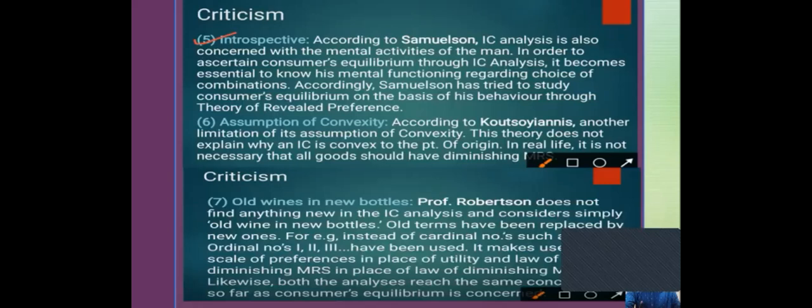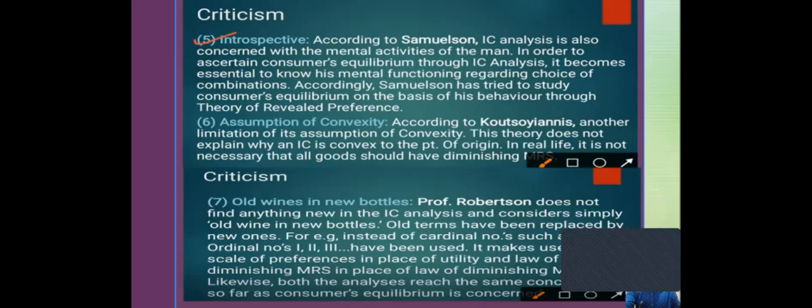And the indifference curve analysis limitation or criticism is that it is introspective. According to Samuelson, indifference curve analysis is also concerned with the mental activities of the man. Always, every time you have to think and rethink. आप हमेशा सोचते रहते हो कि मैं X में कितना परचेस करूं, Y में आप कितना परचेस करो. तो मान लो कंज्यूमर जो मार्केट जाता है, whenever a consumer is moving to a market, always he or she may think about how much he or she will purchase of X and Y. It becomes essential to know the mental functioning regarding the choice of combinations.